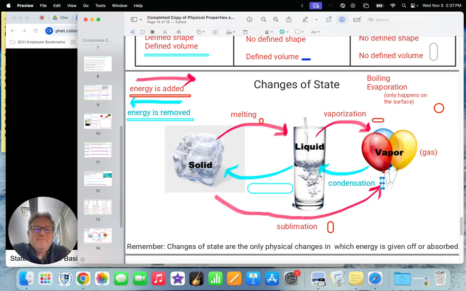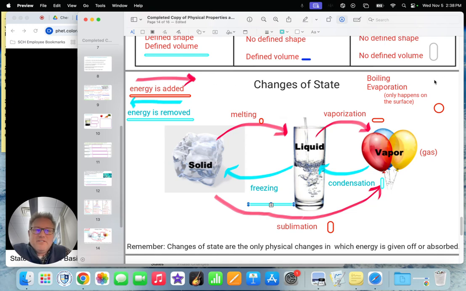That's condensation. And the last one, you have a liquid, you cool it until it becomes a solid, and that is good old freezing. Freezing is when you go from a liquid state and you cool it down, and it goes to a solid. That is freezing.